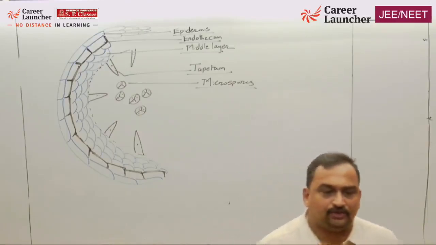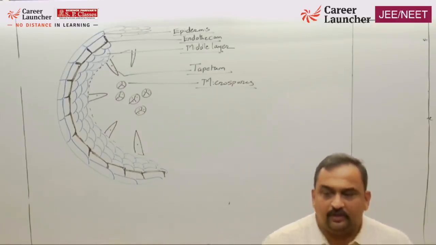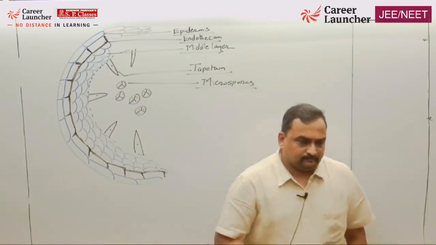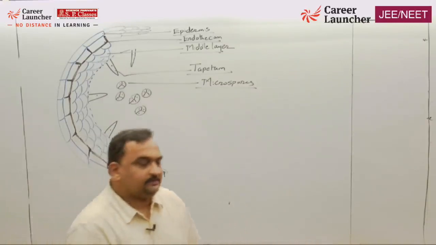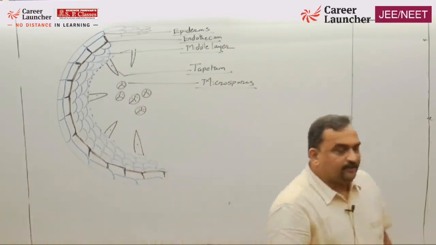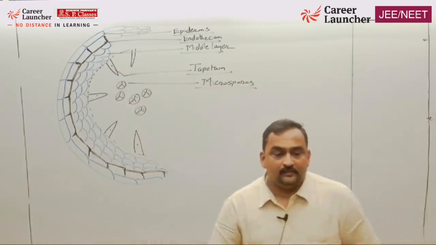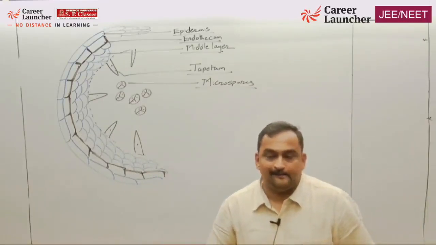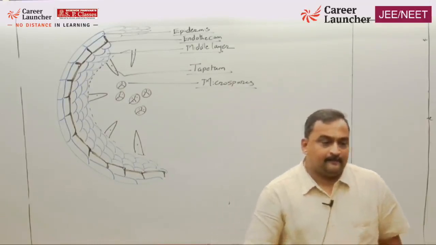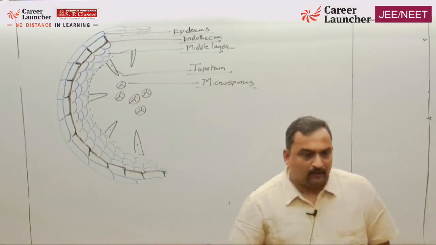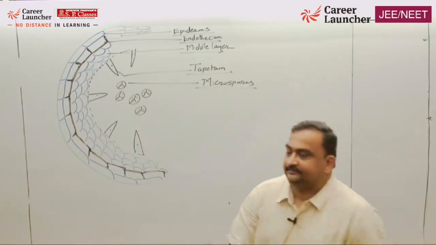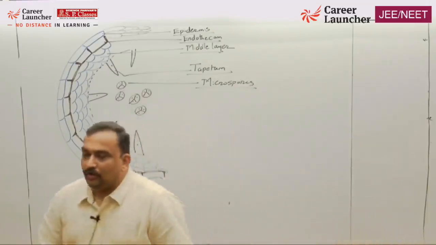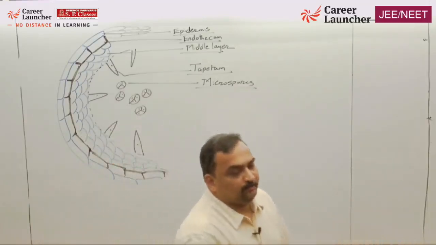The TS of Anther shows two important parts. A. Anther wall, and B. Microsporangia or pollen sacs. Anther wall and microsporangia or pollen sac.